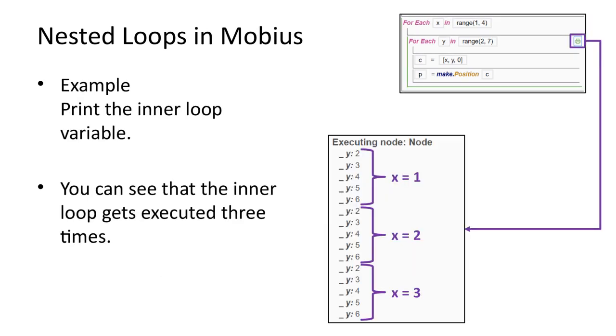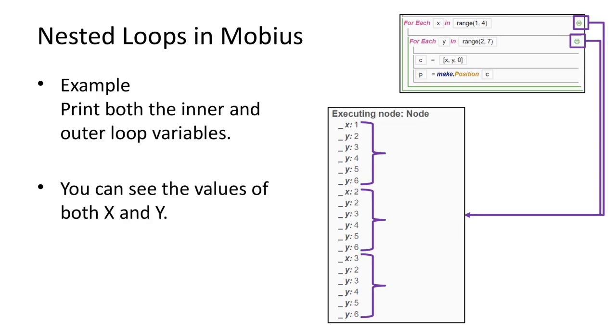Switching on the print toggle for the inner loop prints the Y values 15 times. This is because the inner loop is executed 3 times by the outer loop. Each time it is executed, it iterates over 5 values. So in total, the inner loop iterates 15 times.